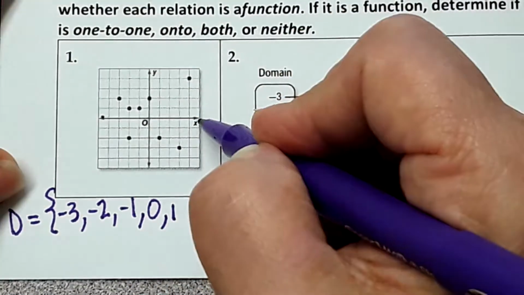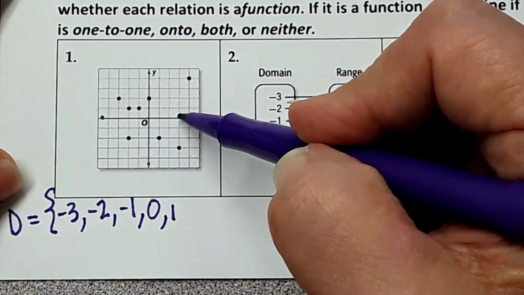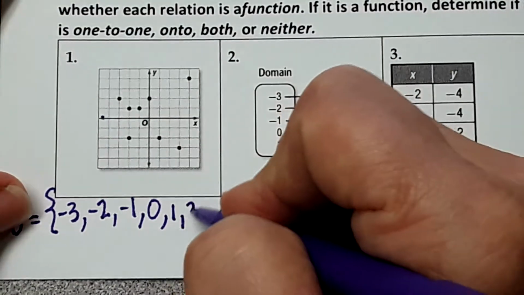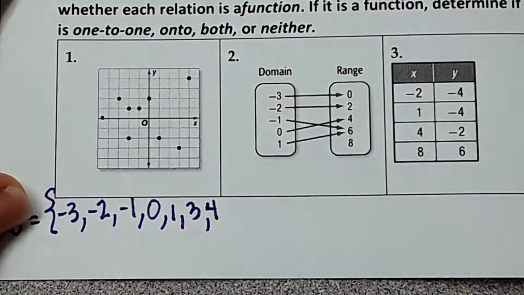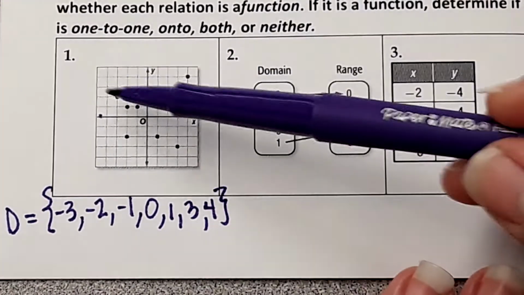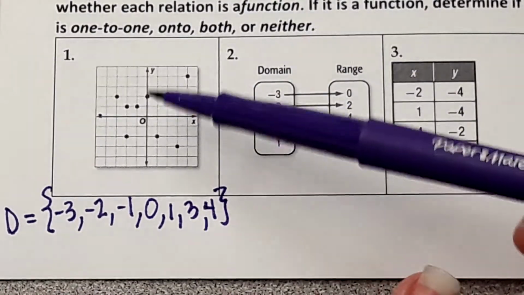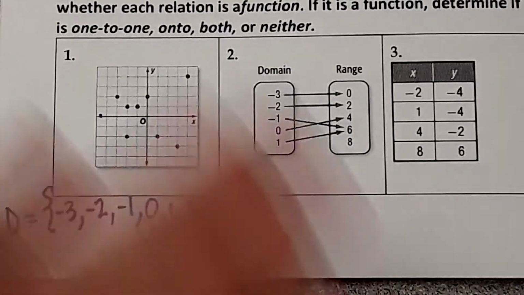Remember, this is the X. Over here we have 1, 2, 3, so we have a 3. And then it looks like we have a 4. Okay. So those are my X values. You guys, again, I only wrote -2 once because I don't need to write it more than once.